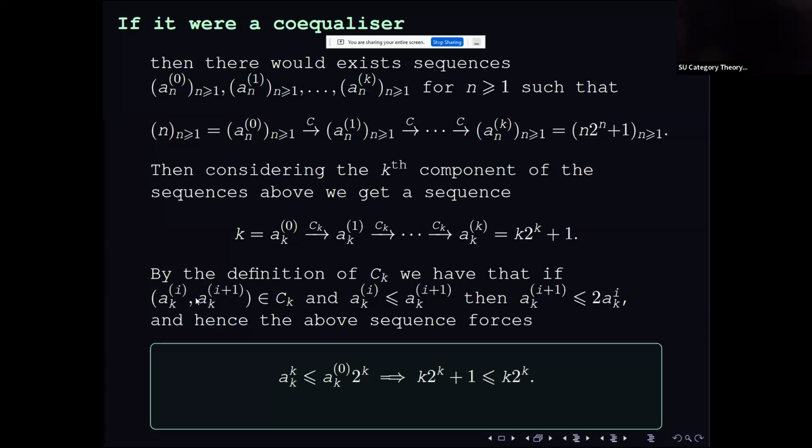So just to say this again, this AKI related to AKI plus 1 being in here will force this to be true. And then inductively, we can just get that AK to the K is less than AK0 times 2 to the K. And so that forces this contradiction, so that we actually don't have this commutativity of infinite products with general co-equalizers.